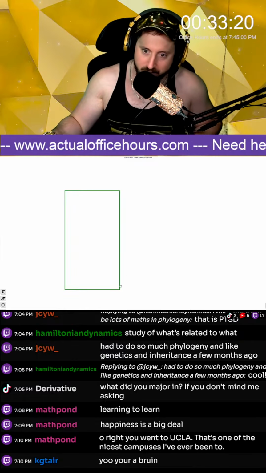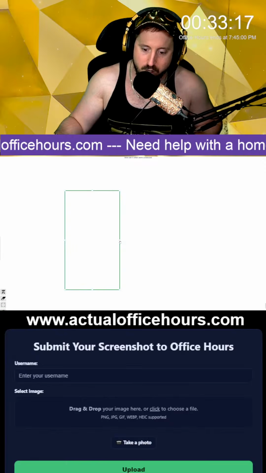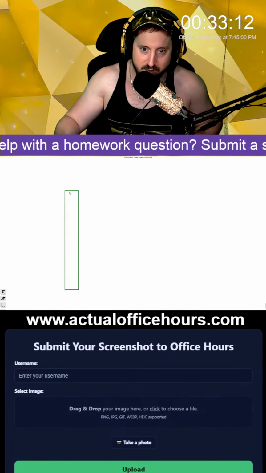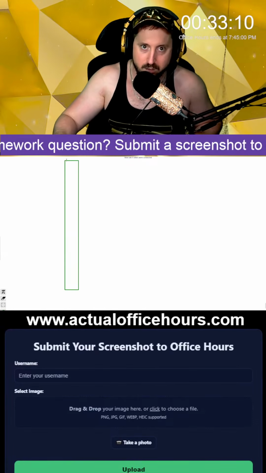Anyways, if you're looking at a graph, this is actually kind of an interesting thing. If you compress horizontally, it's the same thing as stretching vertically.